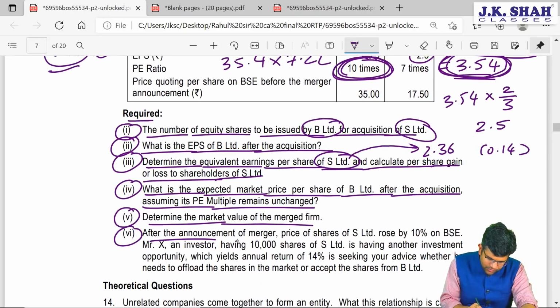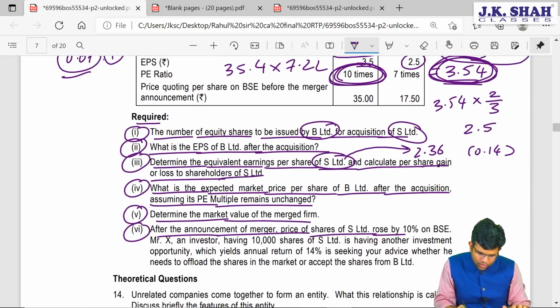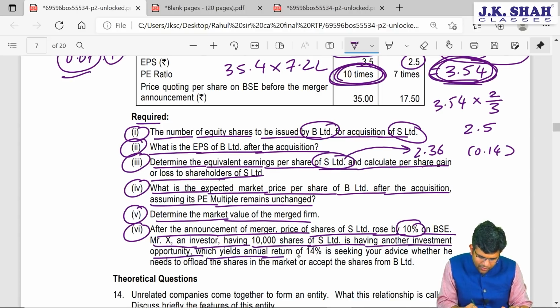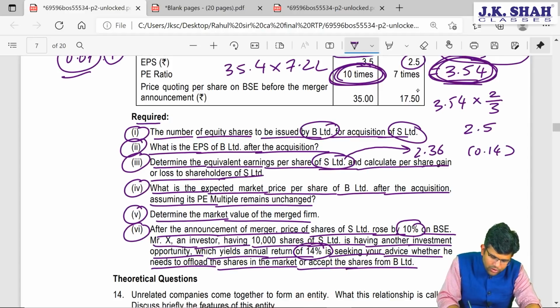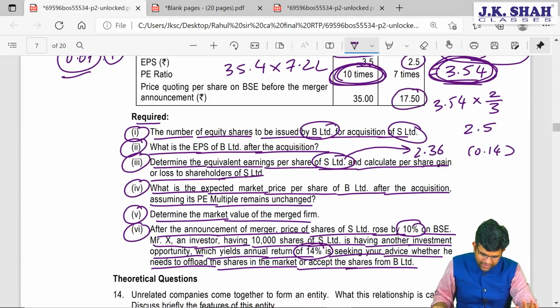After the announcement of merger, prices of the target company rose by 10% on BSE. Mr. X, an investor having 10,000 shares of S Limited, is having another investment opportunity which yields annual return of 14%, and is seeking your advice whether he needs to offload the shares in the market or accept the shares from B Limited. Children, what is the Institute saying? Very simple. They are saying, what was your share price earlier? 17.5, right? It is expected to rise by 10%.